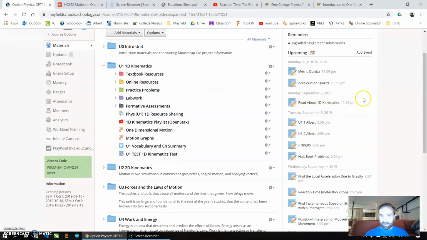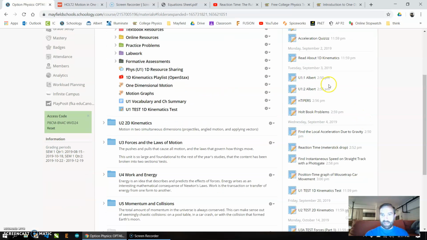Here's an assignment that says you should read about 1D kinematics. It's again linking you back to the books. And then one of these things that comes up next are all of these. These are grouped together, and they're all due on September 3rd, which is the day before what would be the test date if you're trying to keep on schedule. And these are each of the homework assignments.